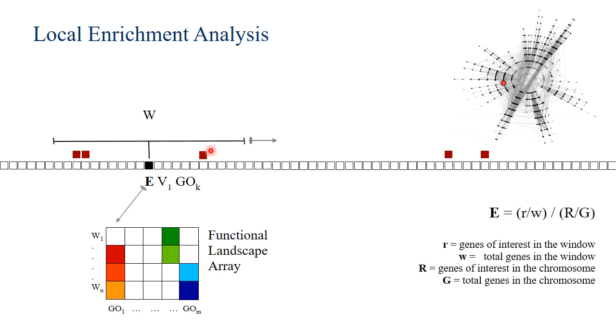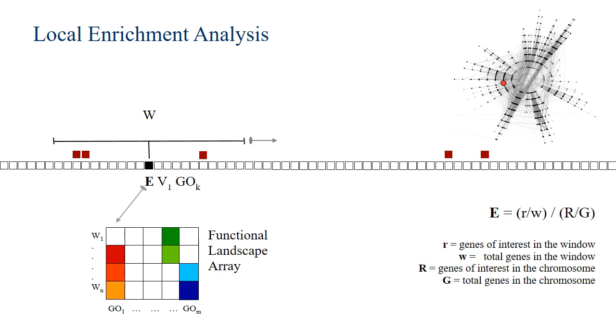We calculated the functional enrichment in different GO terms around each gene, considering different window sizes. Then we constructed these arrays that we term the functional landscape arrays, or FLAs, that contain in each row a different window size, and in each column a different GO term. And in each cell we put the enrichment found for that GO term in that window in the surroundings of that gene.